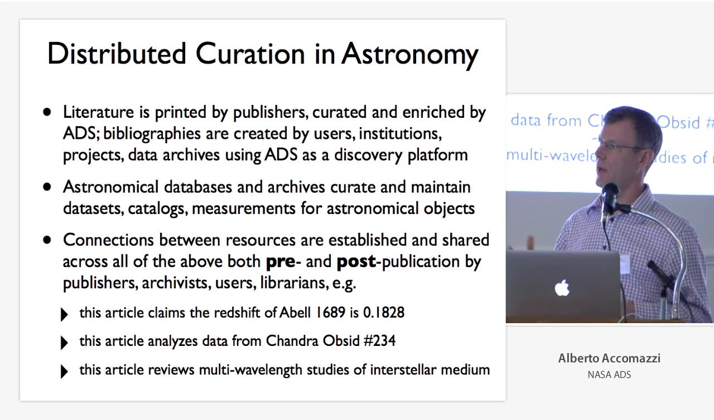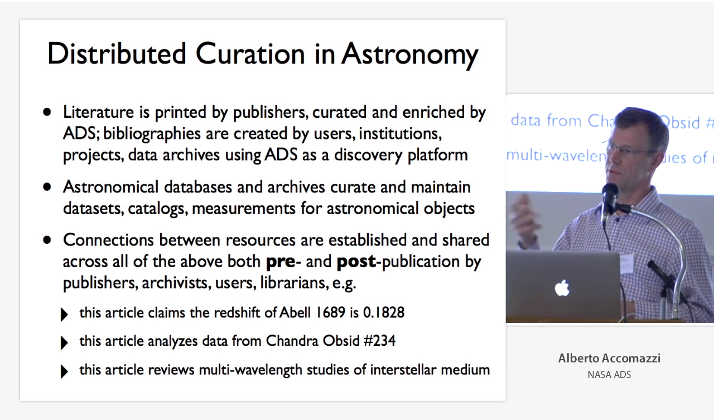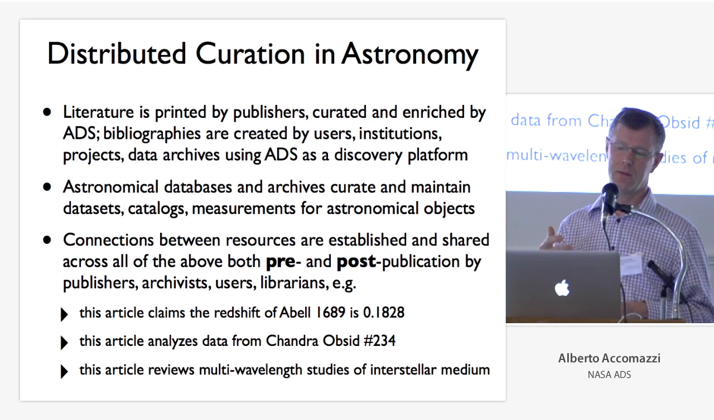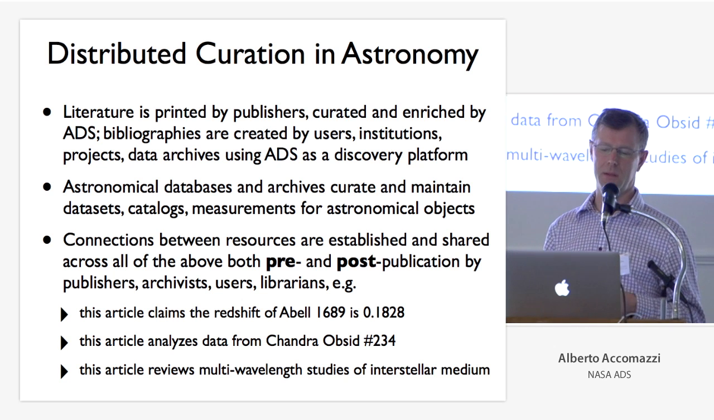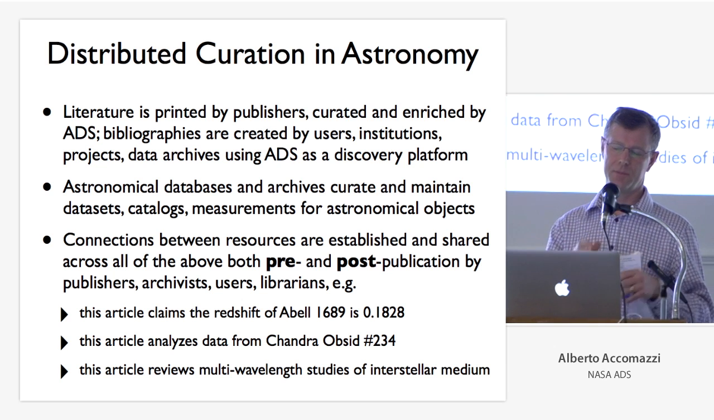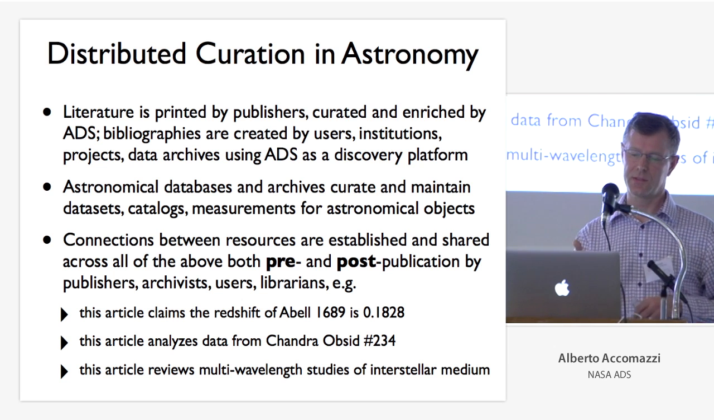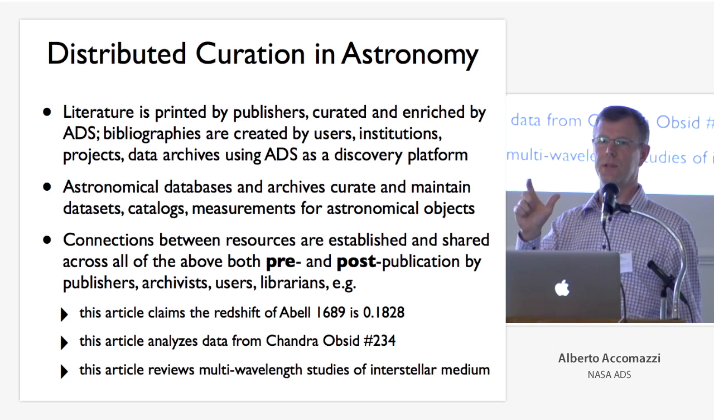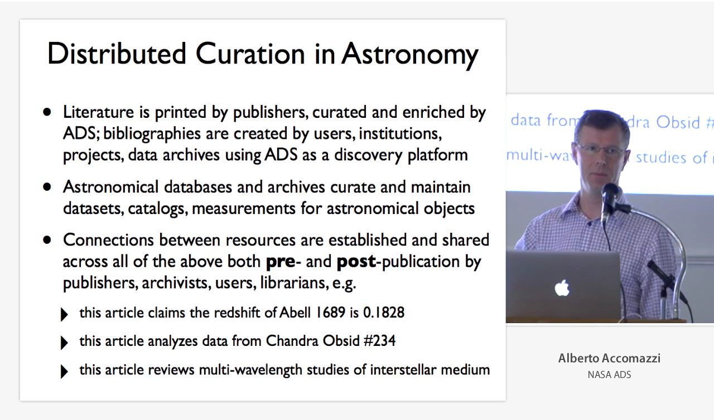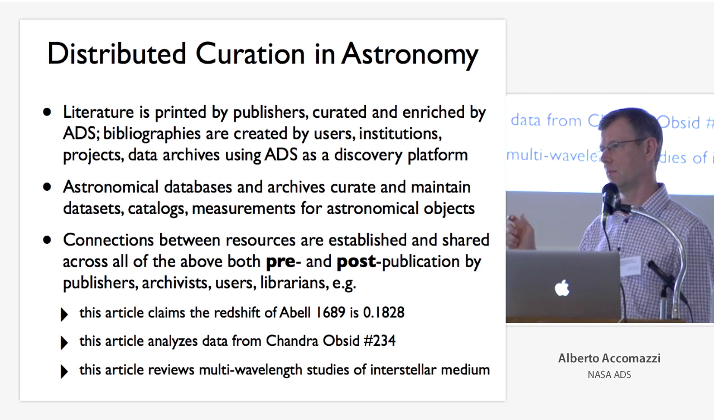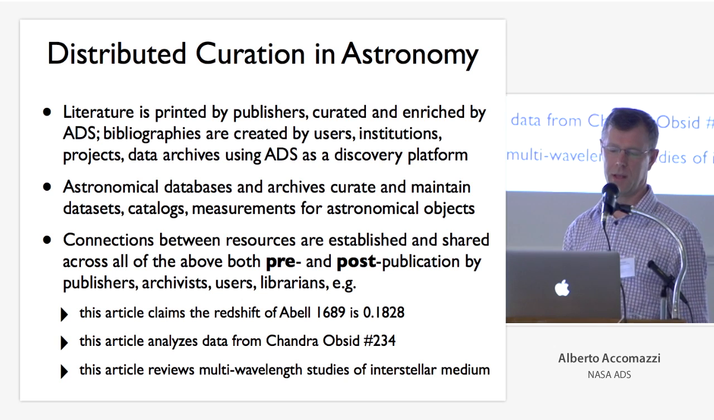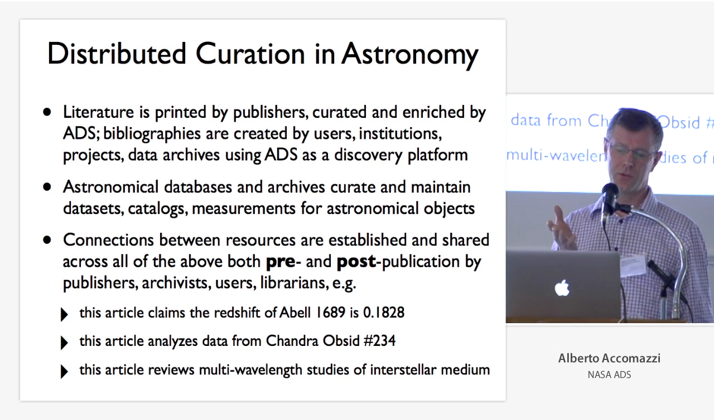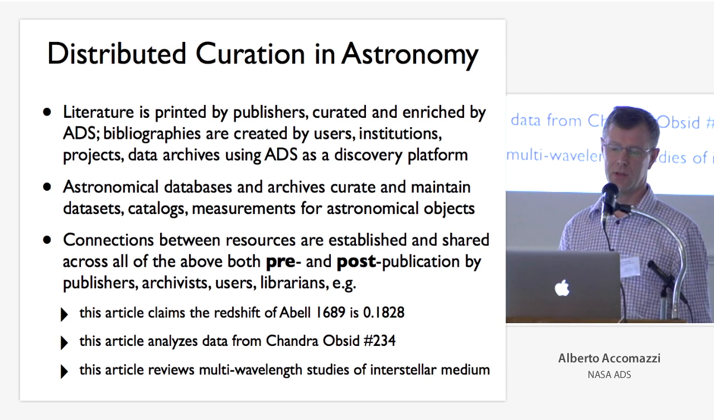Different systems curate data sets, and those are then referenced back to the literature. Often the type of curation that happens for data, or claims about data, is made in one of the following ways. These are the three examples that I have here. It may be in the form of being able to say that this particular astronomical object has been mentioned in a paper, and the paper reports that the measurement of its redshift is 0.182. So this would be one of the astronomy object databases that collects this information.